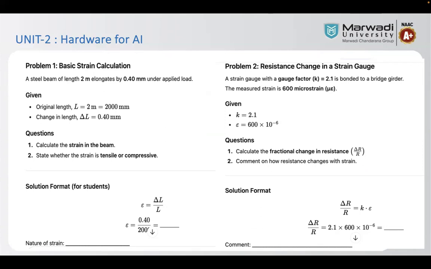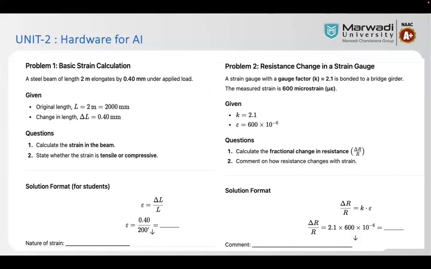It's very simple: strain is delta L by L, you know all the primary equations. So delta L is what? It is to be taken as 0.4 mm, right? And the original length is 2 meter, which should be converted into 2000 mm because the deformation is already in mm. So when you take the ratio, what you get is the strain itself, right? Here it is demonstrated as 0.4 by 2000. Whatever result comes is known as the strain, and you know that it is a unitless number.